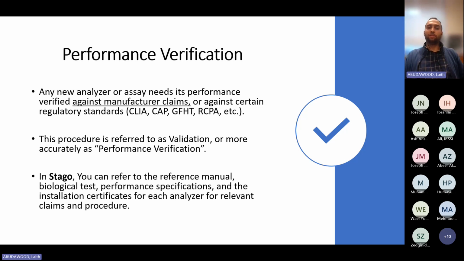You have all heard of something called validation or verification. More commonly, it's called validation. Now, what exactly is this validation? And why did I not call it validation? Why did I put performance verification?